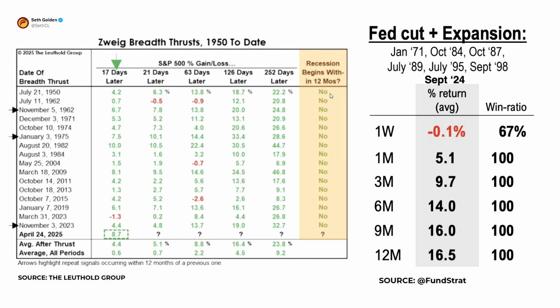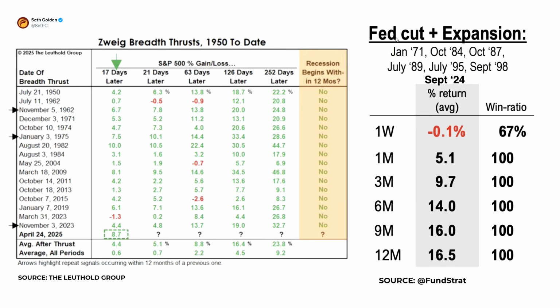It's also noteworthy, similar breadth thrust, ours occurred in April of this year. They don't typically mesh up with recessions occurring in the next 12 months. These are breadth thrusts going back to 1950. Here's the answer to the question on the right side of your screen. Also noteworthy, source of the data on the right side of your screen.